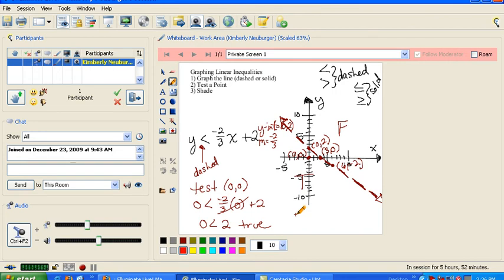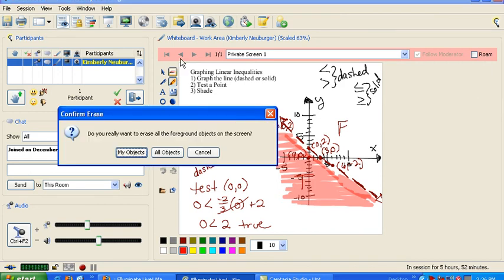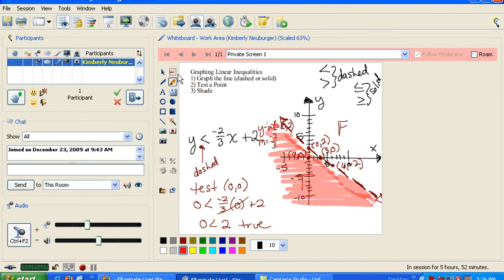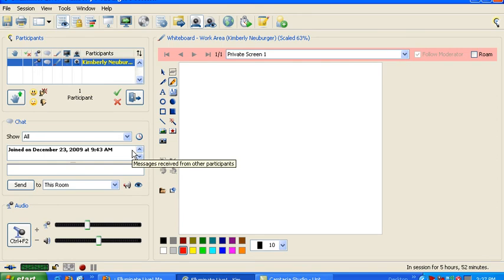So we're going to shade the side where everything is true. So that means that this side over here is the side that gets shaded. And this picture with the dashed line and the shaded side of the line is actually the graph of this particular inequality.